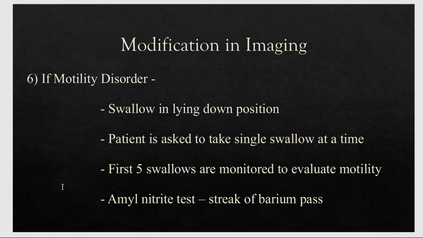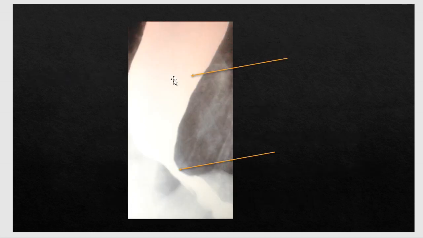So the amyl nitrite test is there. This is the dilated part of the esophagus, and this, nearer to the gastroesophageal junction, is the narrowest area of the esophagus, and a thin streak of barium is passing through it. You can see.